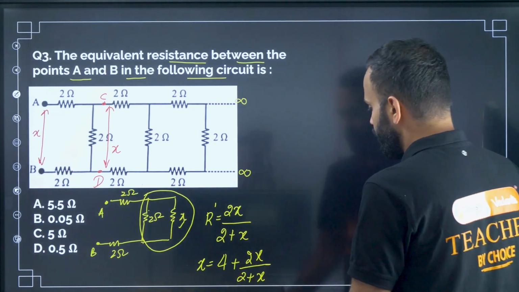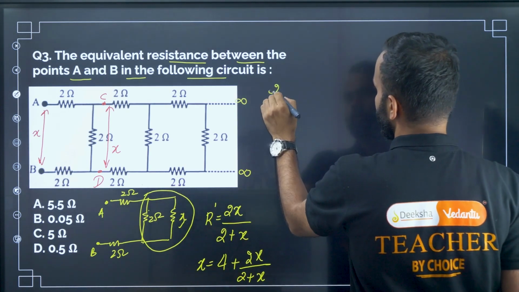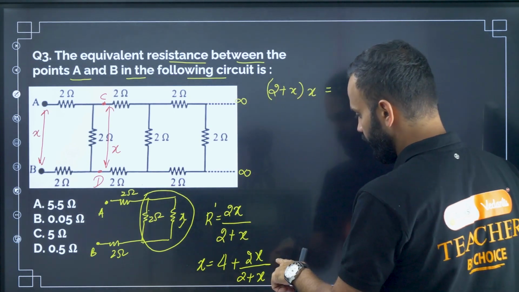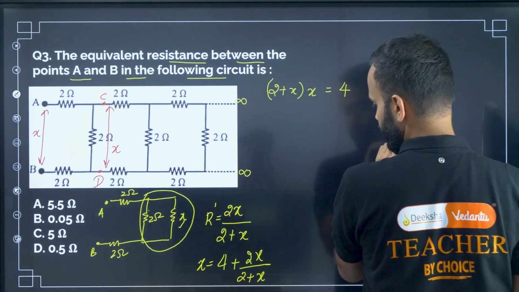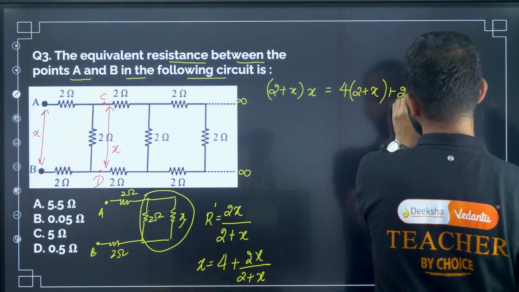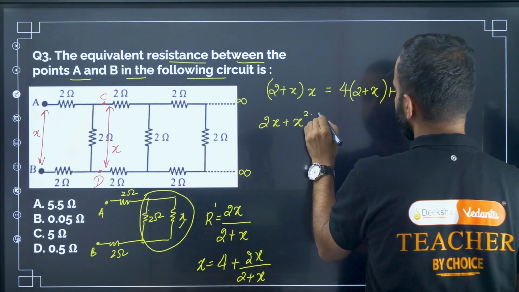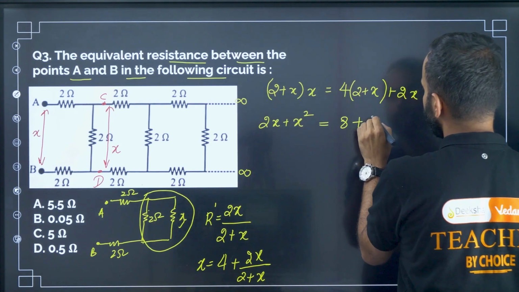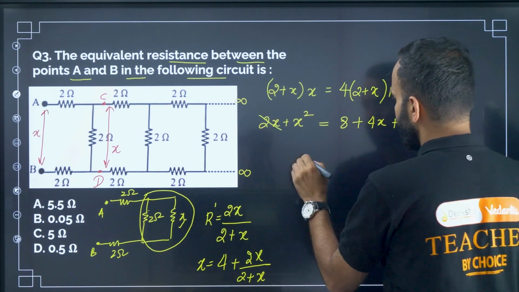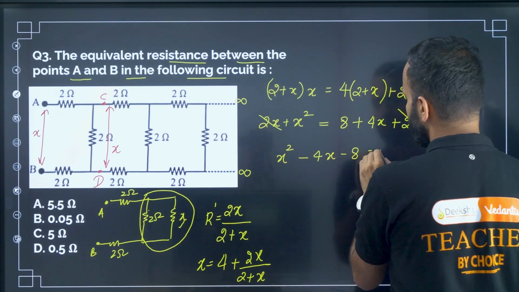Okay, so now take LCM and then take 2 plus x to the other side. 2 plus x into x is equal to 4 into 2 plus x, plus 2x. Now 2x plus x square equal to 8 plus 4x plus 2x. Now 2x will get cancelled, so x square minus 4x minus 8 equal to 0.